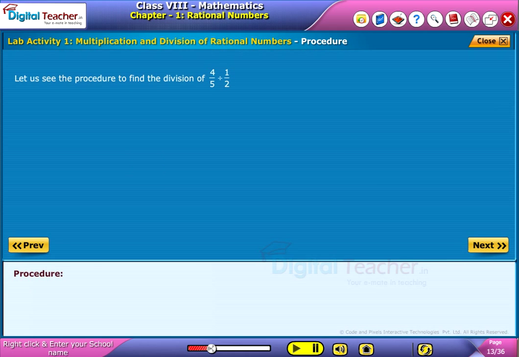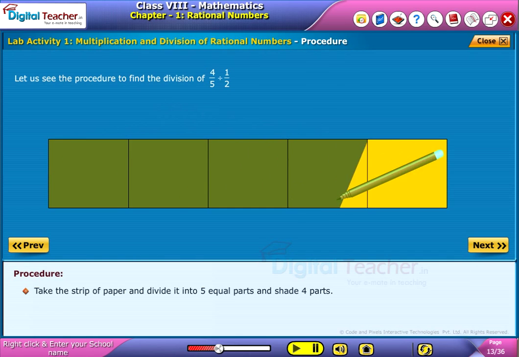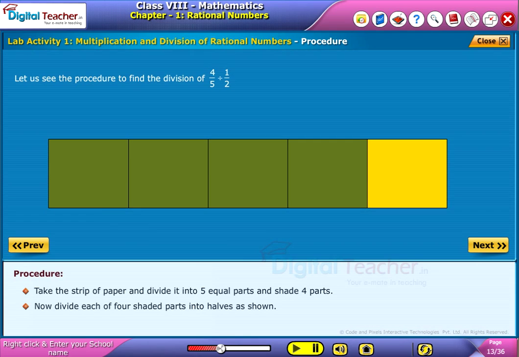Let us see the procedure to find the division of 4 by 5 when divided with 1 by 2. Take the strip of paper and divide it into 5 equal parts and shade 4 parts. Now, divide each of 4 shaded parts into halves as shown.